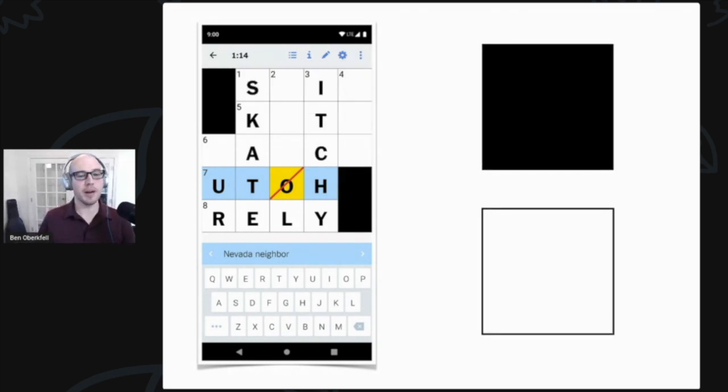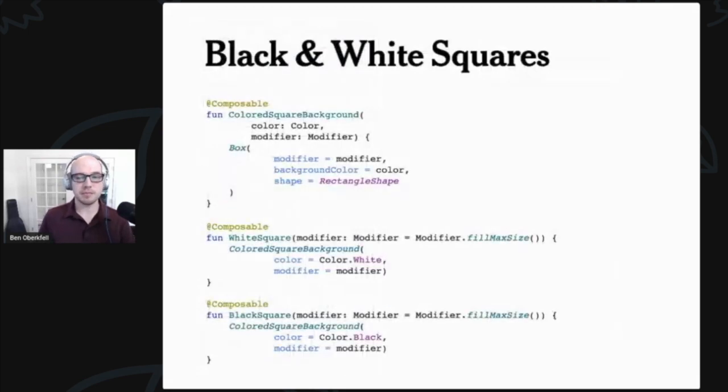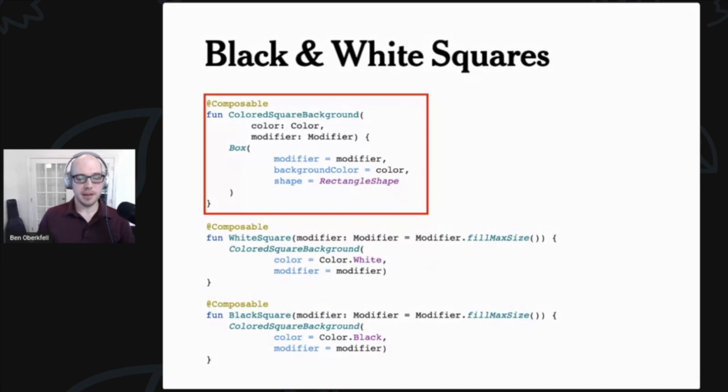We've got black and white squares. So you look at the puzzle, we have black squares that are dead. We have white squares that you can put a letter into. So how would we implement this in Compose? To get a square, it's kind of like that old Foo Fighters album from the mid-90s. You need a color and a shape.